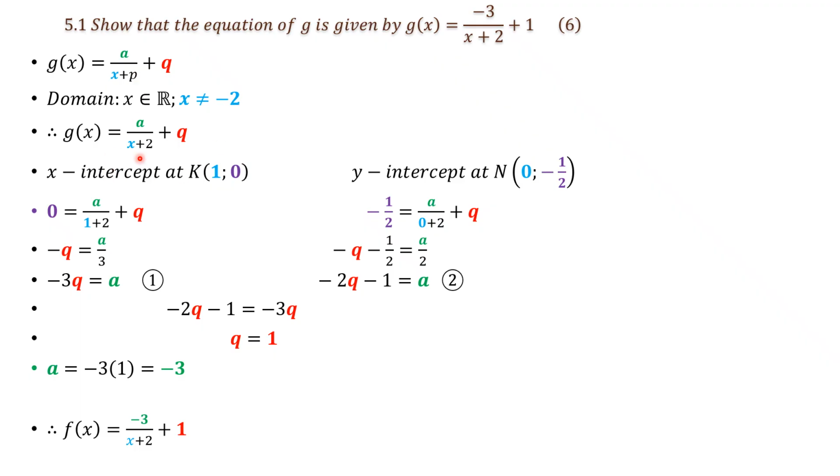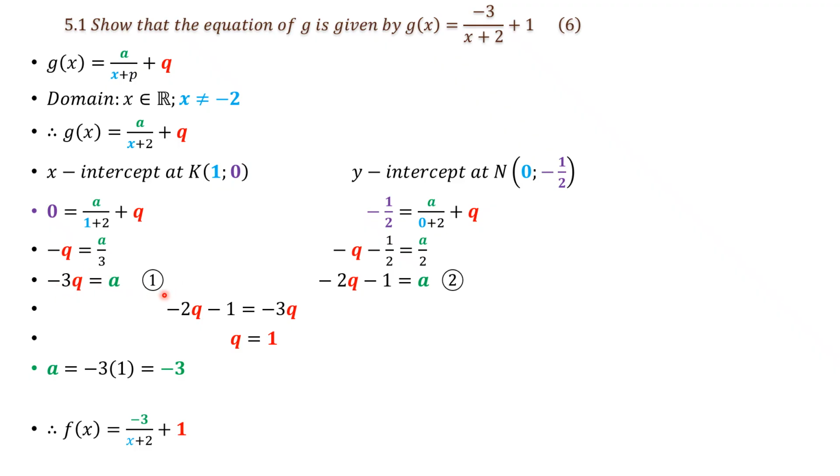So p is +2. In short, the x value of the asymptote always changes sign to get the p value. Then we have q. For the x-intercept, they say at K, 1 and 0, and y-intercept 0 and -1. So x is 1, so in the place of x I place 1, and y is 0. If I take q over, positive q becomes -q. 1 plus 2 gives me 3, so I have a over 3. If I multiply the denominator away, -q times 3 becomes -3q equals a.